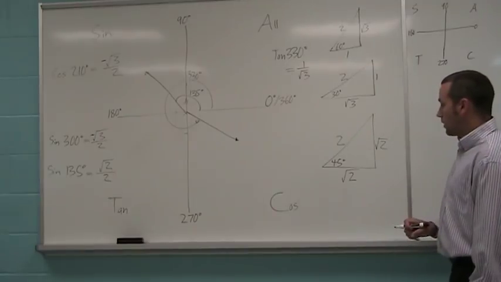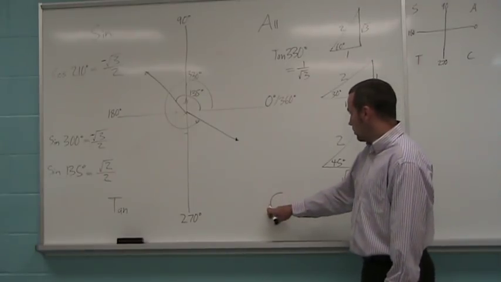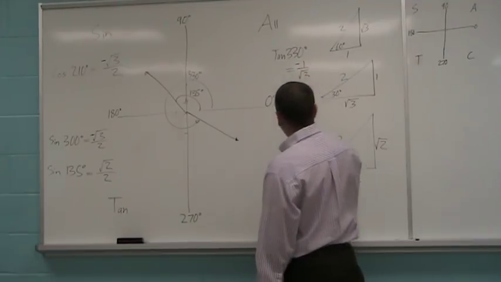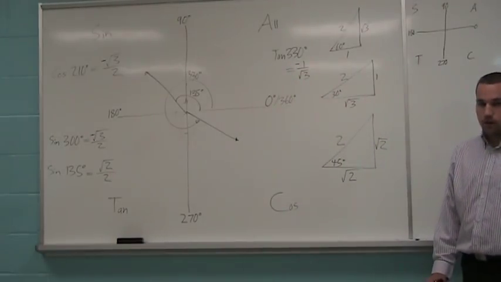Then we look to see whether it's positive or negative. Well, only cos is positive in this quadrant, so this has to be negative. And that's all there is to that.